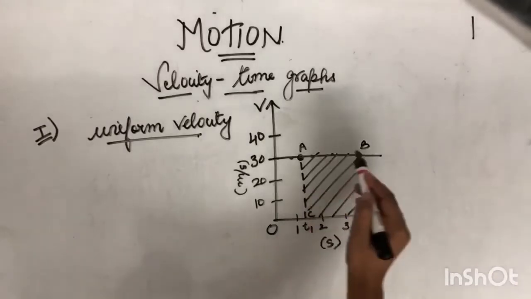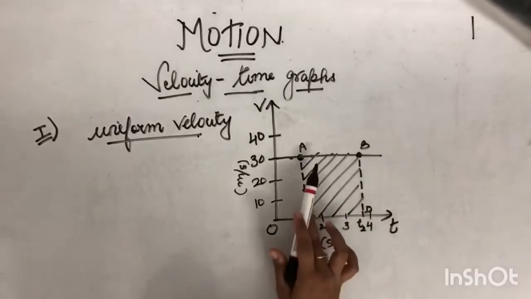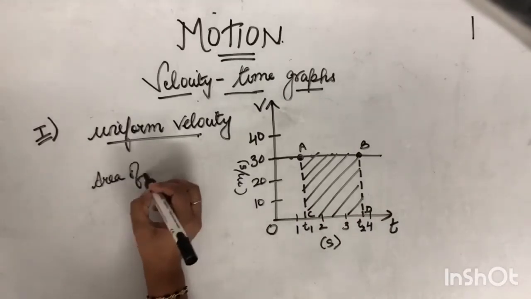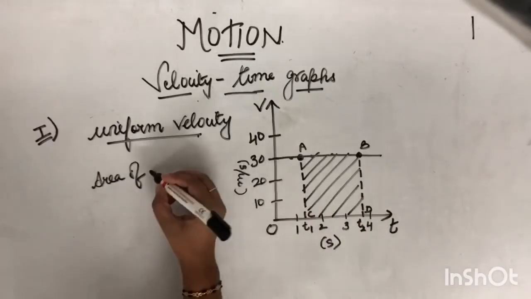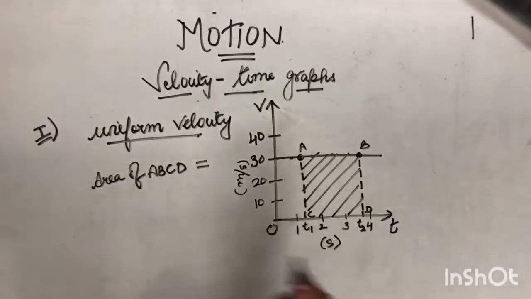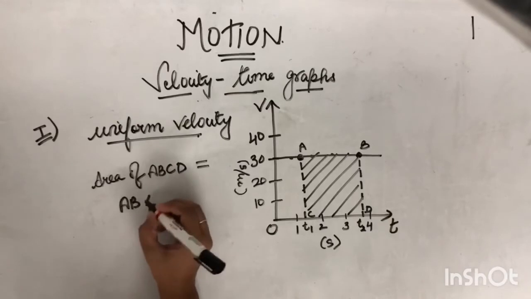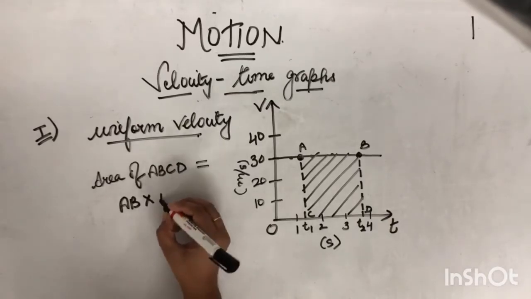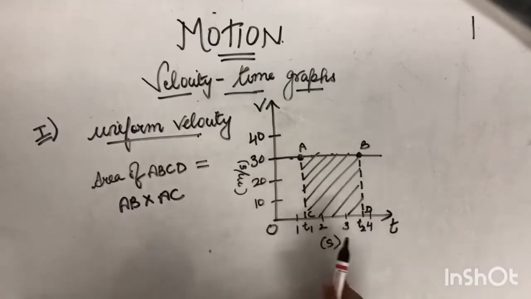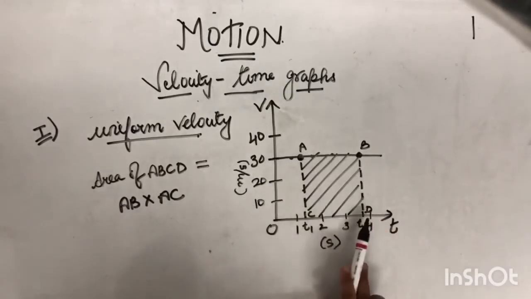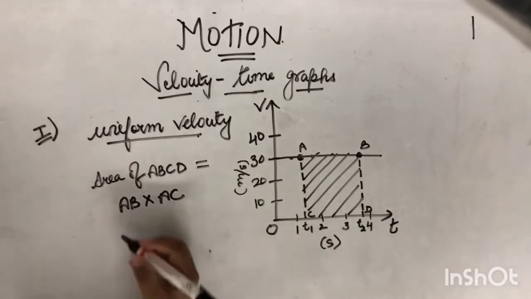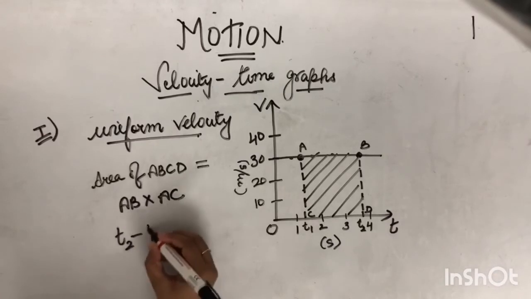Now you know this is a rectangle, so you have to find the area of the rectangle. What is the formula for the area of a rectangle? Length into breadth. So the area of ABCD is equal to length into breadth, AB into AC. What is the value of AB? AB is equal to CD, and what is CD? T2 minus T1. So the value of AB is T2 minus T1.